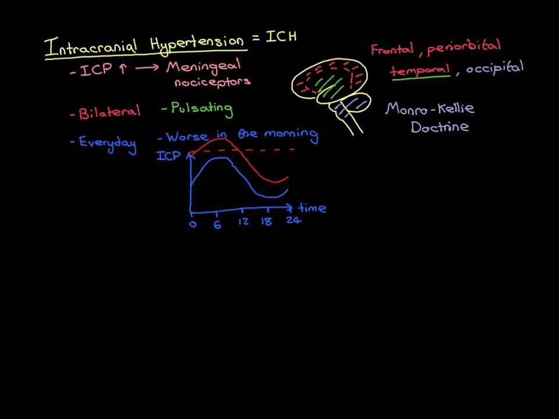And the Monro-Kelly doctrine, then, this simple concept, is that intracranial pressure depends on three things. There are three things inside the skull, and if you increase any one of them, that will increase intracranial pressure. That's what the Monro-Kelly doctrine is. So what are those three things inside the skull? Well, hopefully you can work this out.